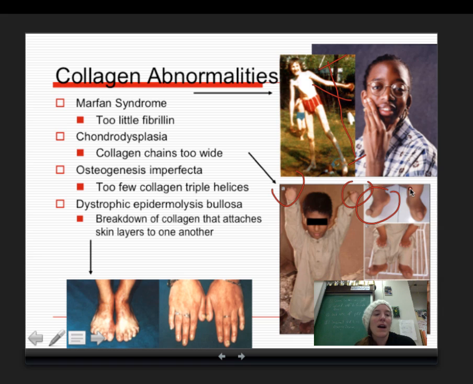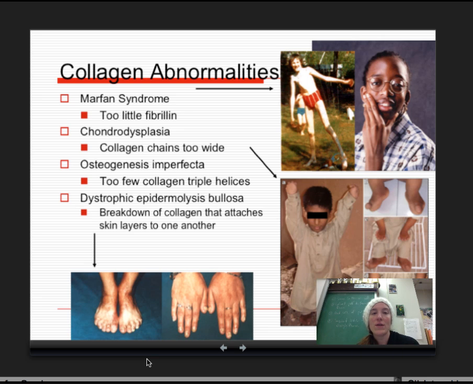And then lastly, we have dystrophic epidermolysis bullosa. I don't think I said that right, but basically it's where the collagen breaks down underneath of the skin, and it doesn't allow the layer of the skin or epithelial tissue to attach properly to the connective tissue below, and it causes blistering and different redness and coloration differences in the skin.